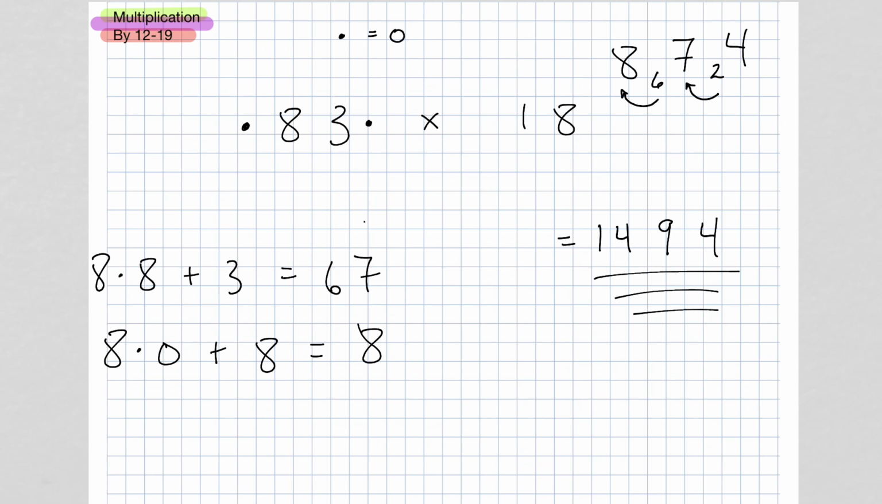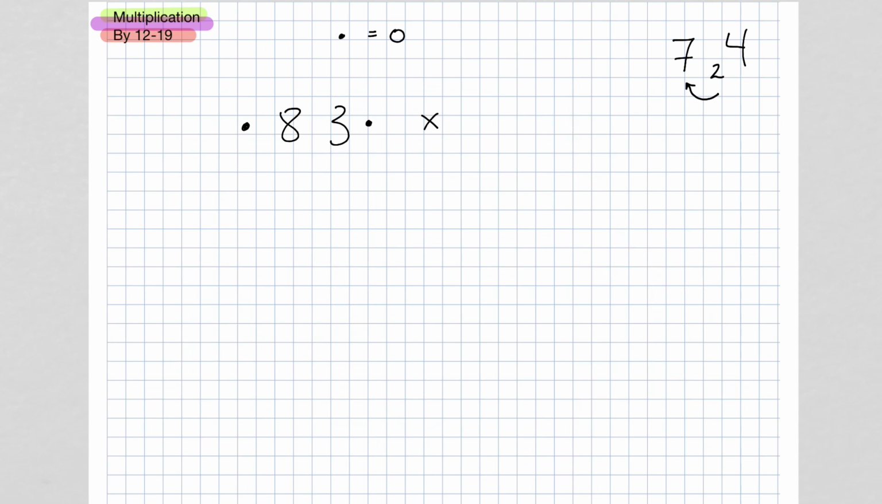Okay, last one, multiplying by 19. So times 19. And let's do 52. 52 times 19. Draw the dot on either side and say 9 times 2 plus 0. So 9 times 2 plus 0.